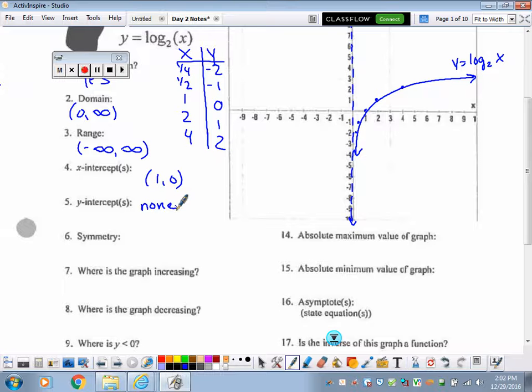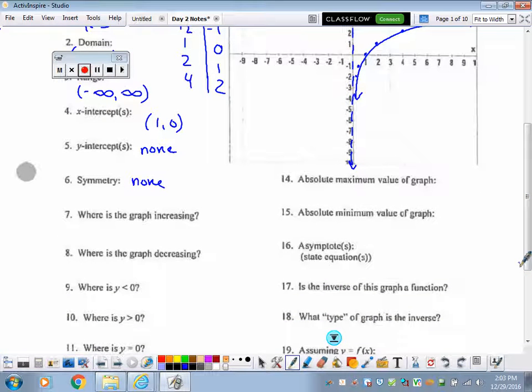Does it have any symmetry? Doesn't have any symmetry. At what interval is the graph increasing? Well, it's increasing throughout the entire interval. So the interval from 0 to infinity, which is its domain, again, not including 0. Is it decreasing anywhere? No, it's not. It is increasing throughout the entire interval.